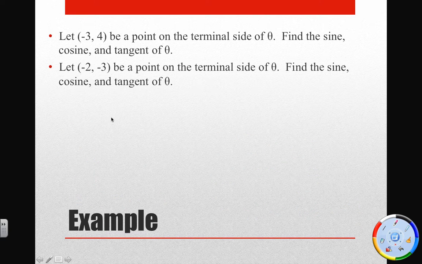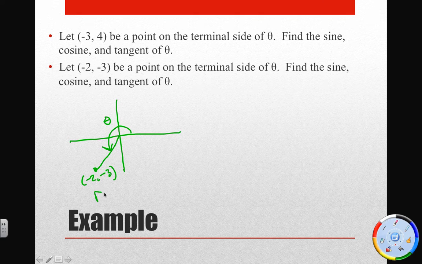Let's go to -2, -3. So we look at our quadrants here. -2, -3 is down here. And you can draw the triangle if you want, but let's see if we can do this without the triangle. This is theta, obviously. And the point here says that r is the square root of 2 squared plus 3 squared, which is 4 and 9 make 13. Well, that's kind of ugly, but it's just a number.